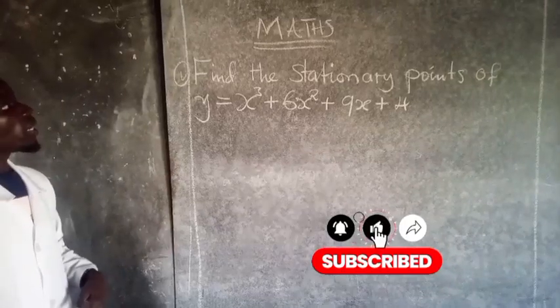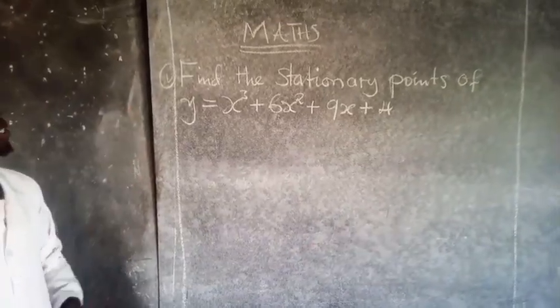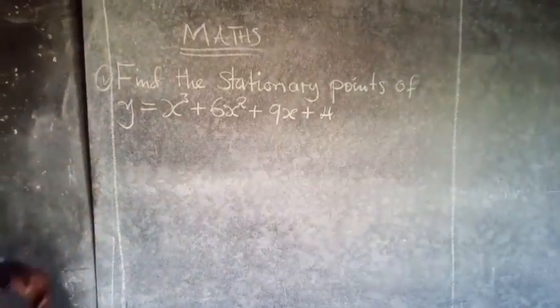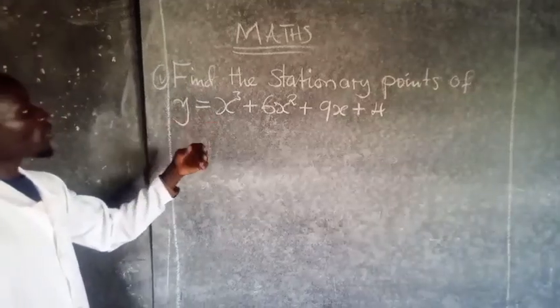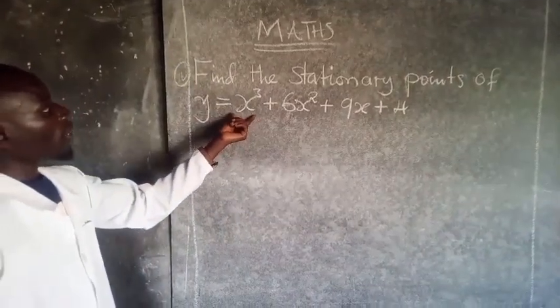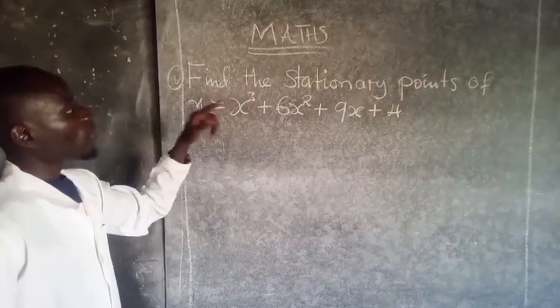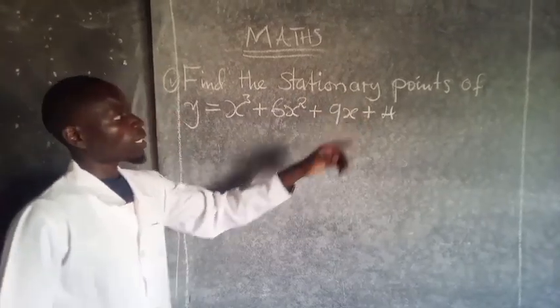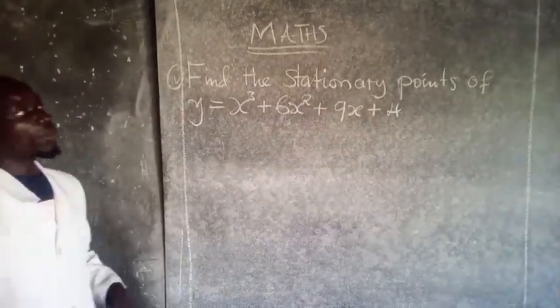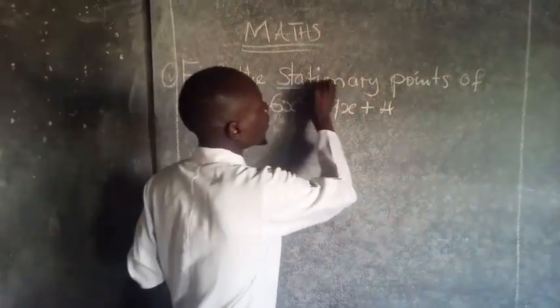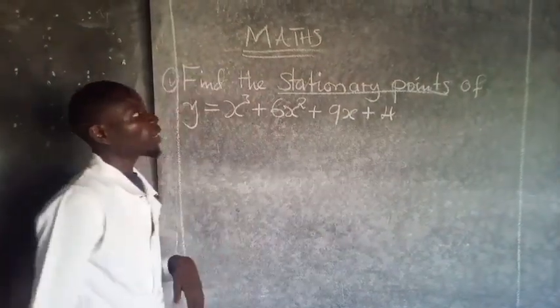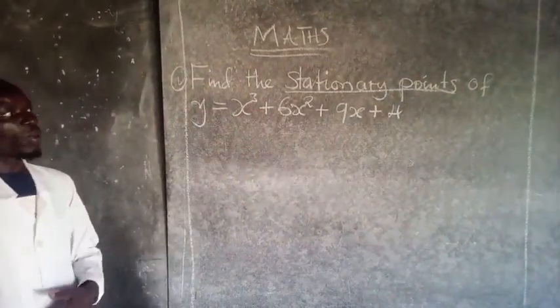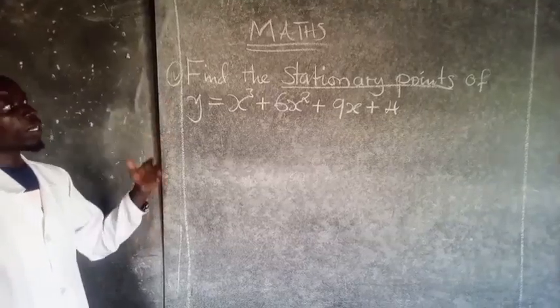Today we are looking at finding the stationary point under the question, which is y equals x cubed plus 6x squared plus 9x plus 4. What we want to find is the stationary point. Okay, this is under calculus as well. So the topic is calculus.